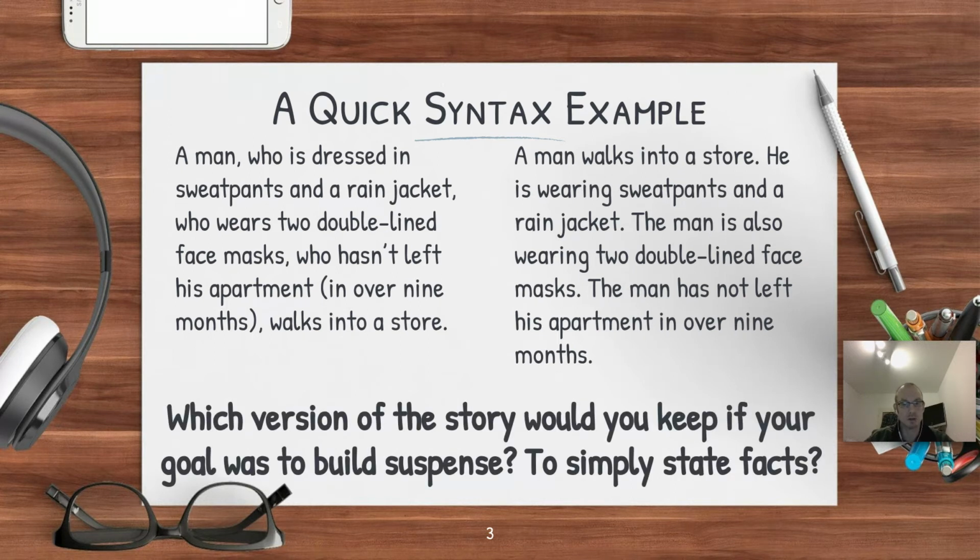Which version of the story, left or right, would you keep if your goal was to build suspense? Which version of the story would you use if your goal was to simply state the facts? Most of us would probably use the one on the left to build suspense, and the one on the right would be about just stating the information plainly. So we're going to talk about why we already know that and why that comes across. That's how syntax works.